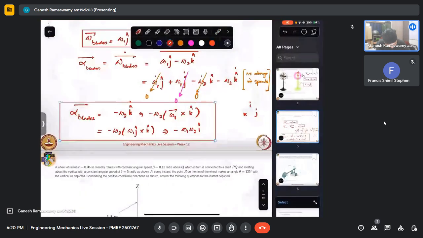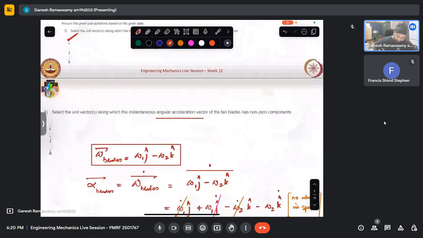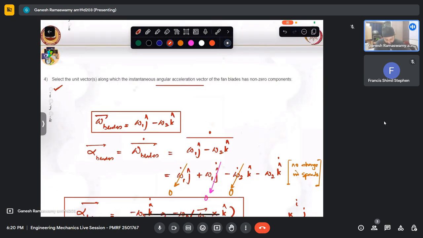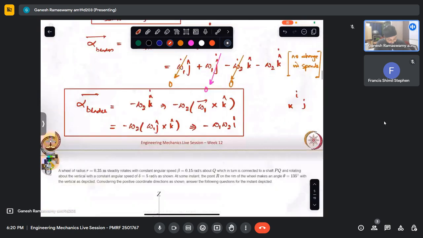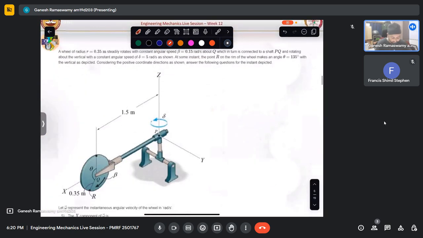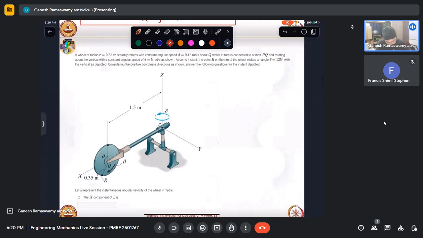So what did the question ask? The question asks, select the unit vectors along which the instantaneous angular acceleration vector has non-zero components. We saw it has only I cap. So this also happens to be I cap, the same as the previous but for different reasons. I hope that is clear. So with this, let us move on to the actual analysis of systems that have motion like this.